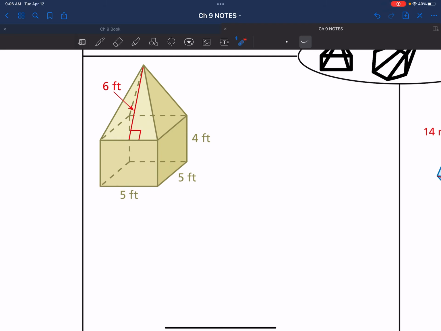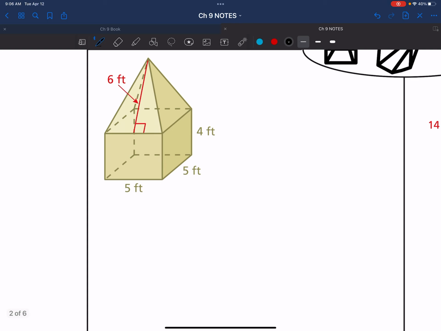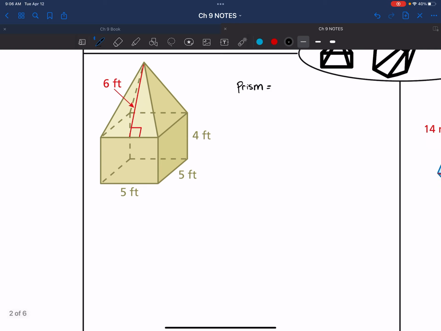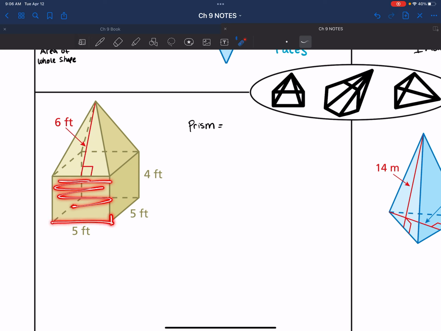So you know what? Let's find the area of this rectangular prism first, and then let's talk about the pyramid, okay? So off to the side, I'm just going to go ahead and say prism equals. We're going to do prism first, okay? The side that's facing me is 5 by 4. 5 times 4 is 20. So that means I have a front that's 20 and a back that's 20, right?